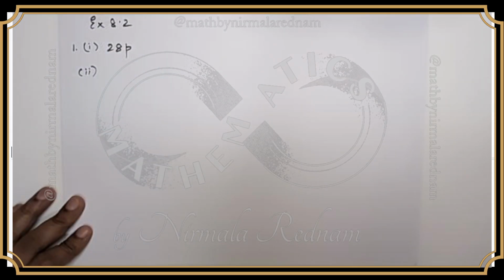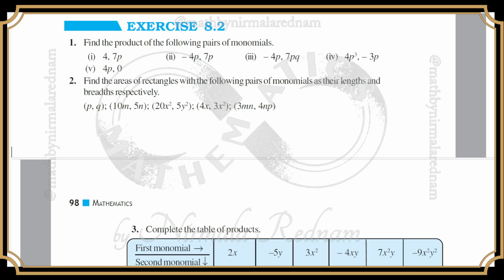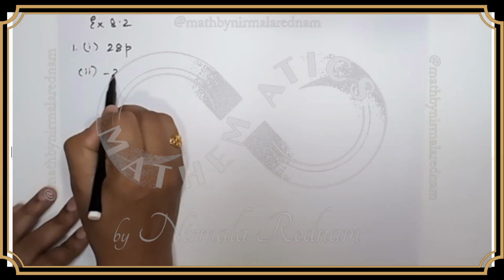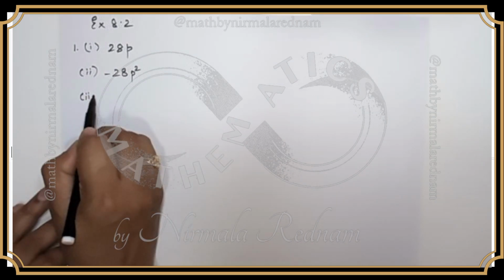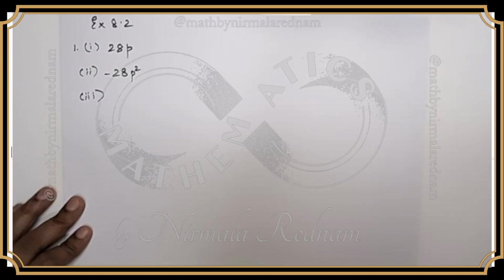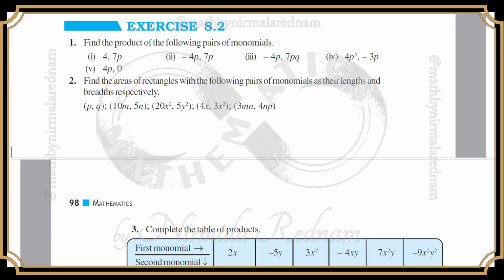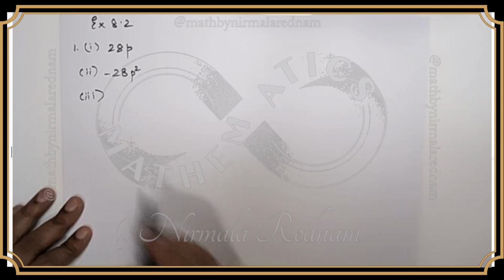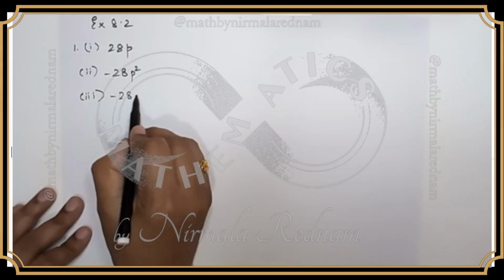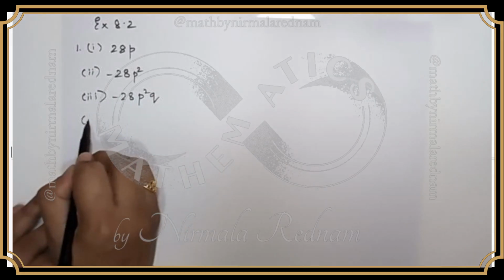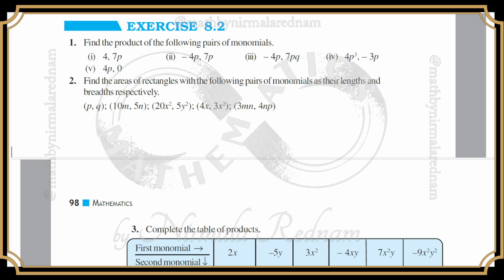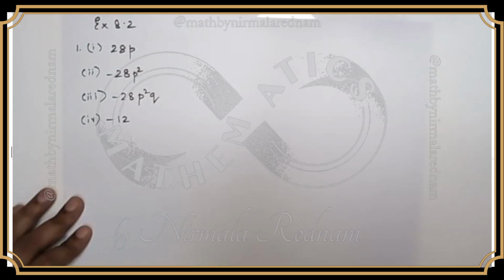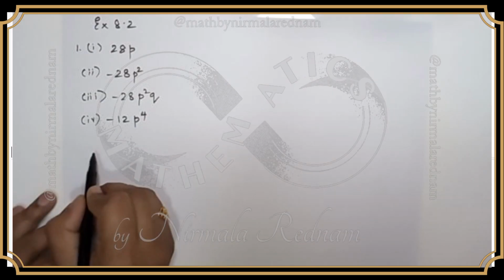So the answer is 28p. Next I have minus 4p into 7 will give me minus 28, and then I have 2p, so that will give me p square. And then third question, again it's minus 4 into 7, so minus 28. p into pq is p square q, right? So that is my answer. Next question, 4 into minus 3 will give me minus 12, right? And what is the variable part? p cube into p, which is p power 4.